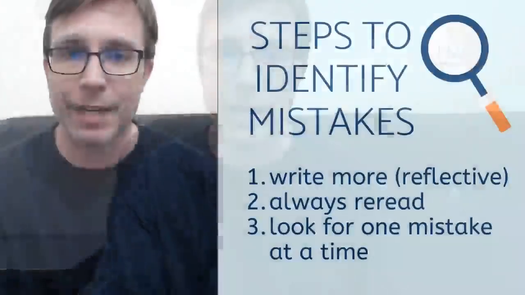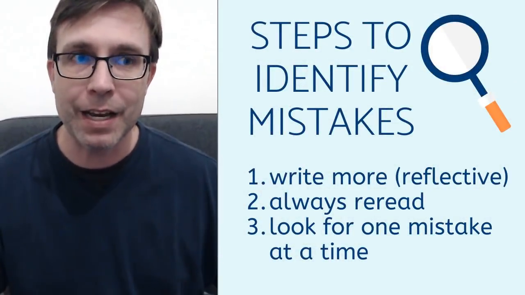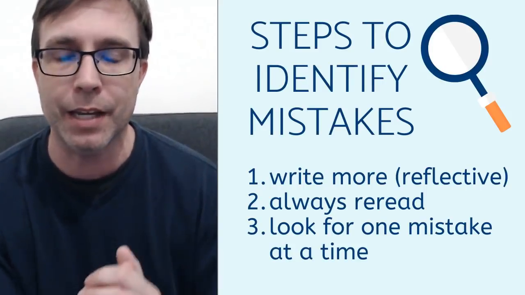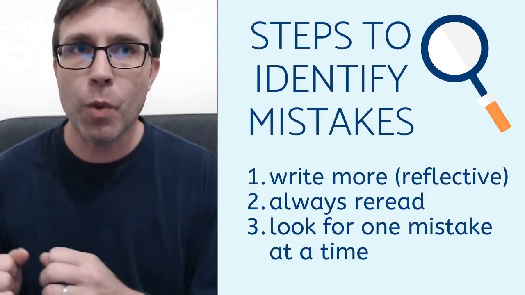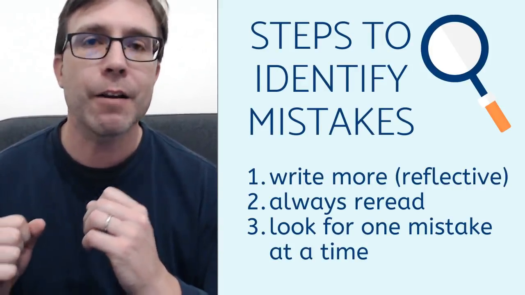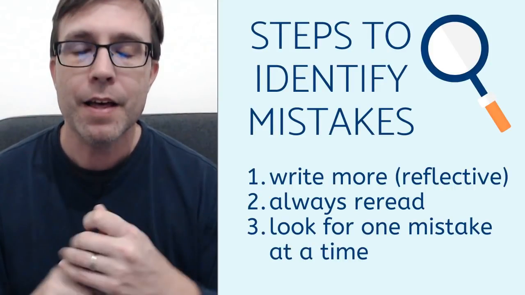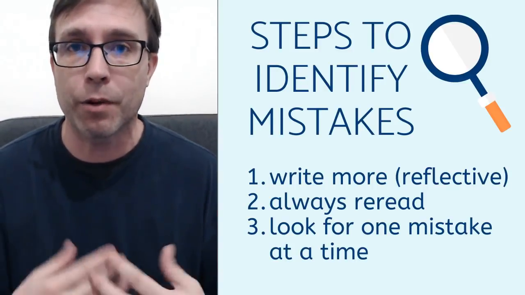So what I would say, even if you want to correct your spoken English, I think the best way to practice that is with writing. All right, the reason I say that is for this. So, steps to identifying your mistakes. The first one, like I said, is just to write more. So whether you want to identify your mistakes in writing or even speaking, I think writing is the way to go. And the reason I say that is because it is reflective.